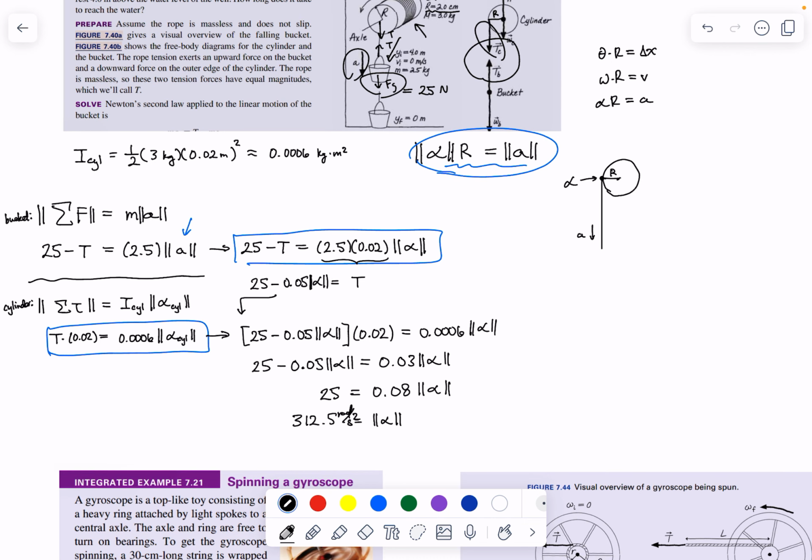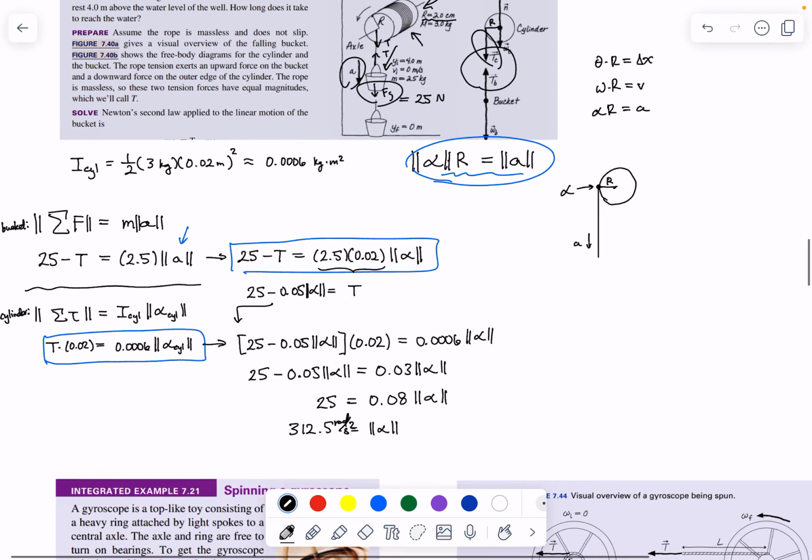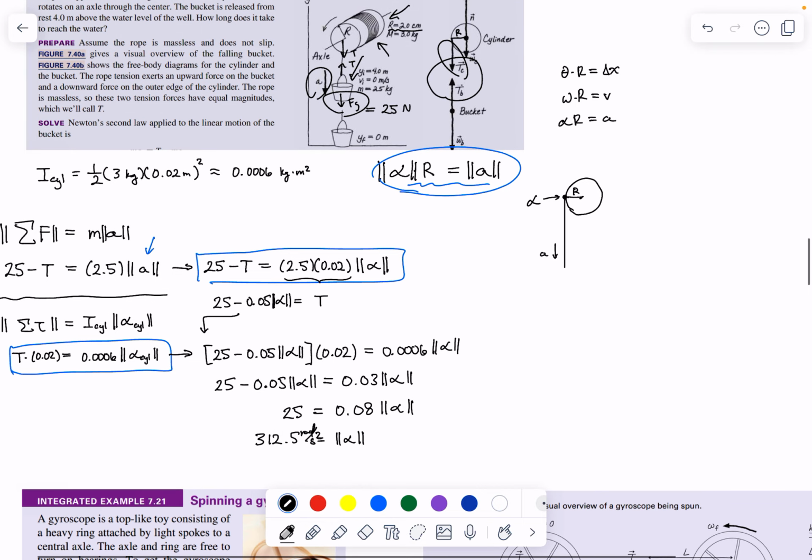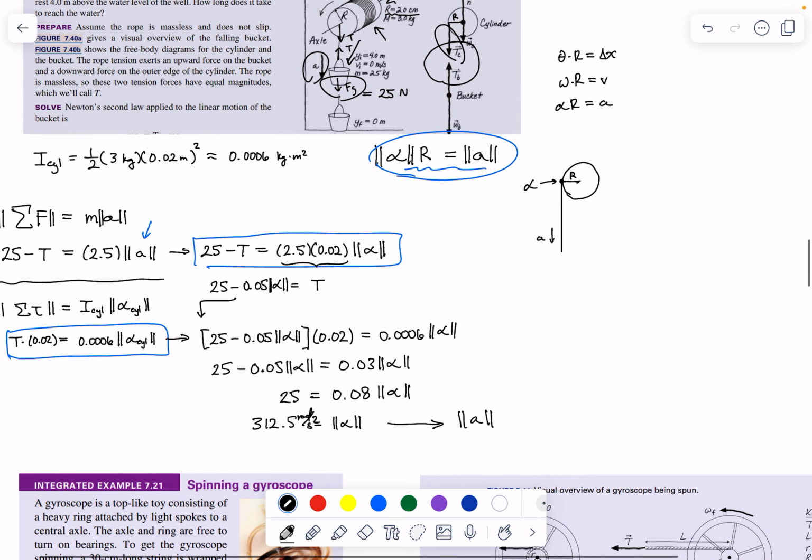Cool. We didn't have any rotations involved. We had nothing but radians and SI units, so we should end up with radians per second squared. What's really nice is we can now easily convert this to the linear acceleration of the bucket, which is what we actually need, because we're trying to find how long it takes for the bucket to reach the water, and we know how high it is. So we need that linear acceleration. Just take that alpha and multiply by r. So 312.5 times 0.02 gives you a linear acceleration of 6.25 meters per second squared.